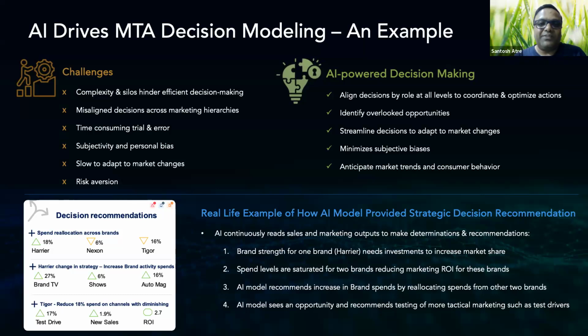They were overspending on these brands, and that is why the model was able to recognize that there is overspending and inefficiency here, but there is a real need to increase the brand strength of this particular brand. And that's why the recommendation was to reallocate spends from Tigor and Nixon to Harrier Bank, right?